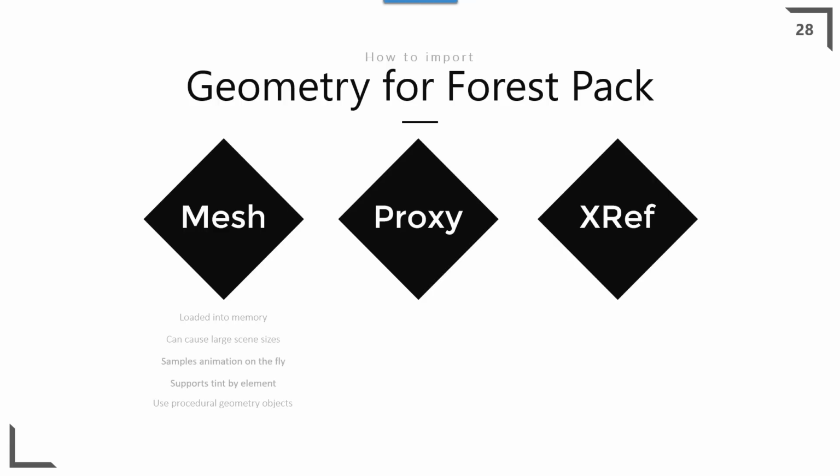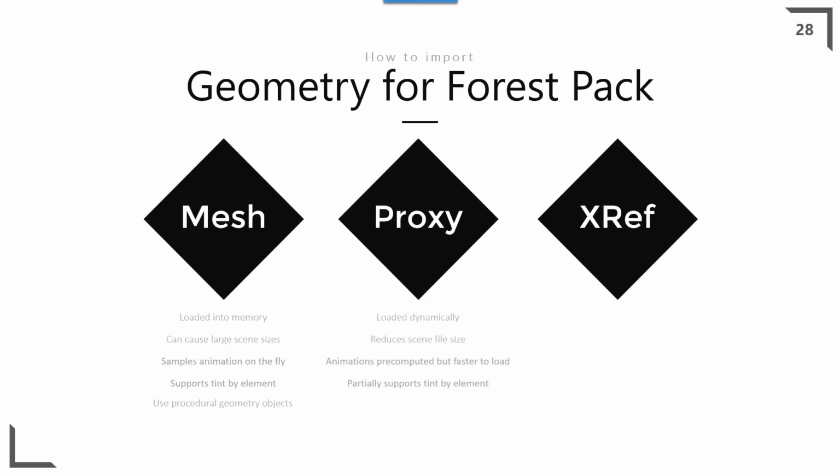Forest Color, which comes with Forest Pack, has the ability to randomize individual bitmaps and tint individual elements inside a mesh. So that could be individual leaves on a tree, for example, could each have their own randomized bitmap. This is supported by mesh, but not some of the other methods. And of course, you can sample procedural geometry objects like grow effects objects directly from the scene, once again, without having to convert it to an editable mesh or save it out to a proxy. So that can be a big saving too.